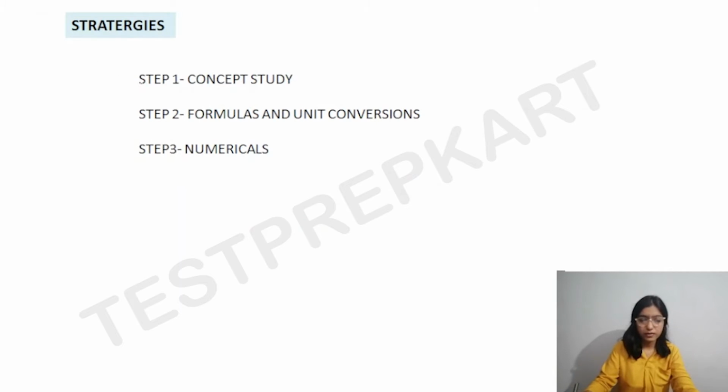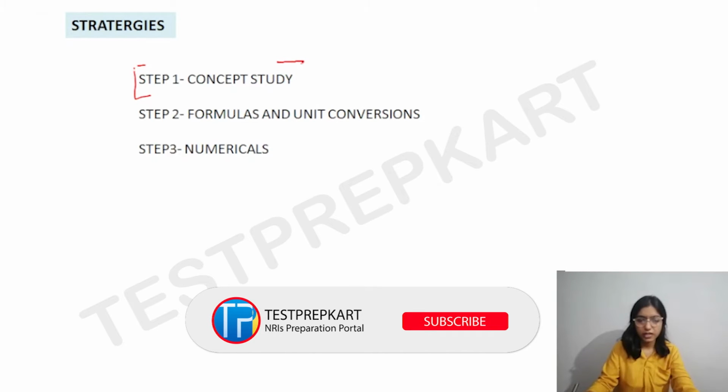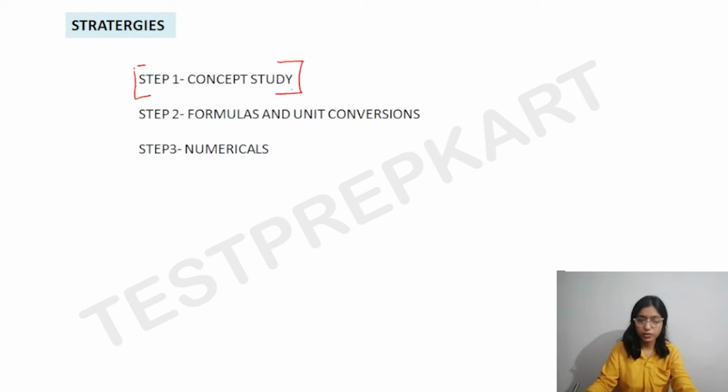Now, how to study physical chemistry? First step, concept study. Even if physical chemistry is mostly about numericals, you need to know the concepts very well so you can handle the new difficulties that can arise in numericals. So firstly study the concept. Next is formulas and unit conversion: all the formulas and unit conversions of a particular unit, and then of the entire syllabus combined. Third, numericals, as many numericals as you can.